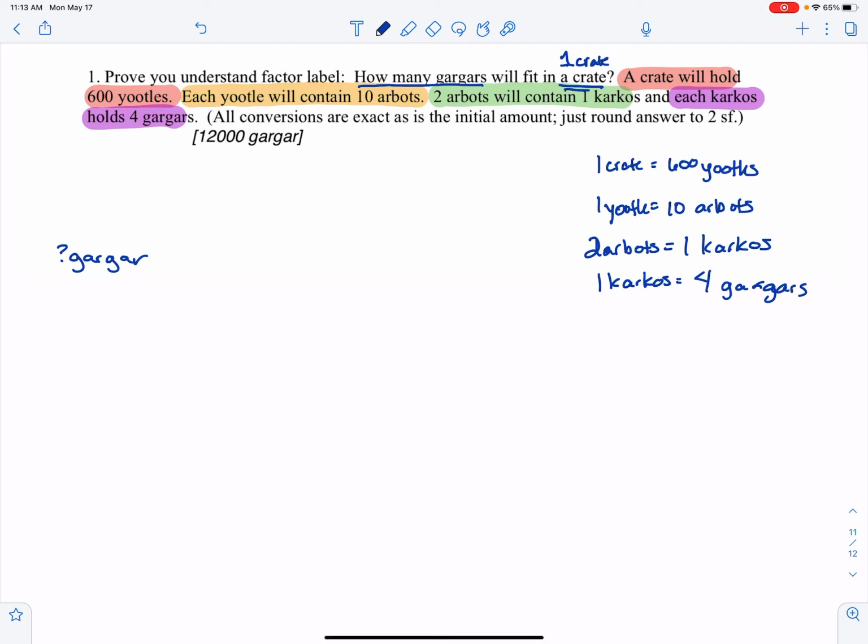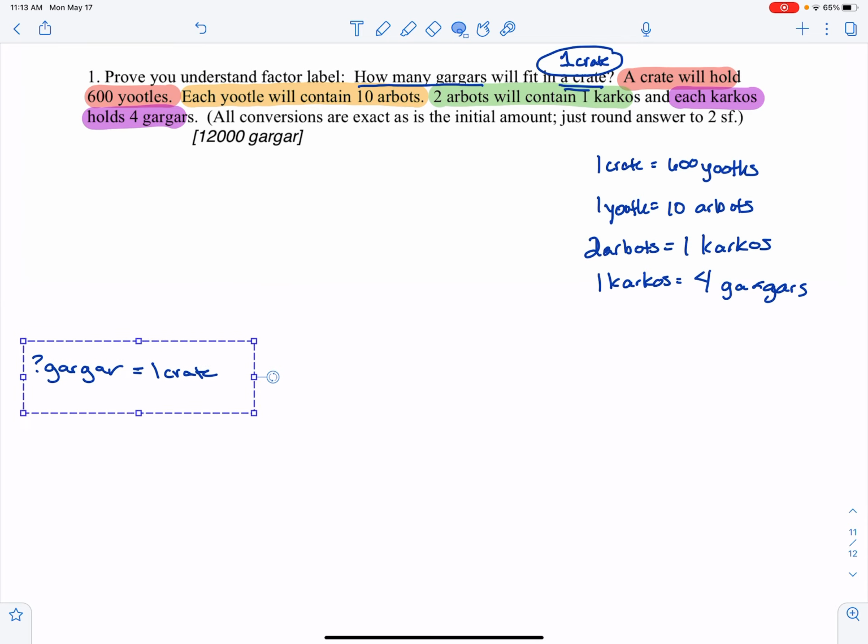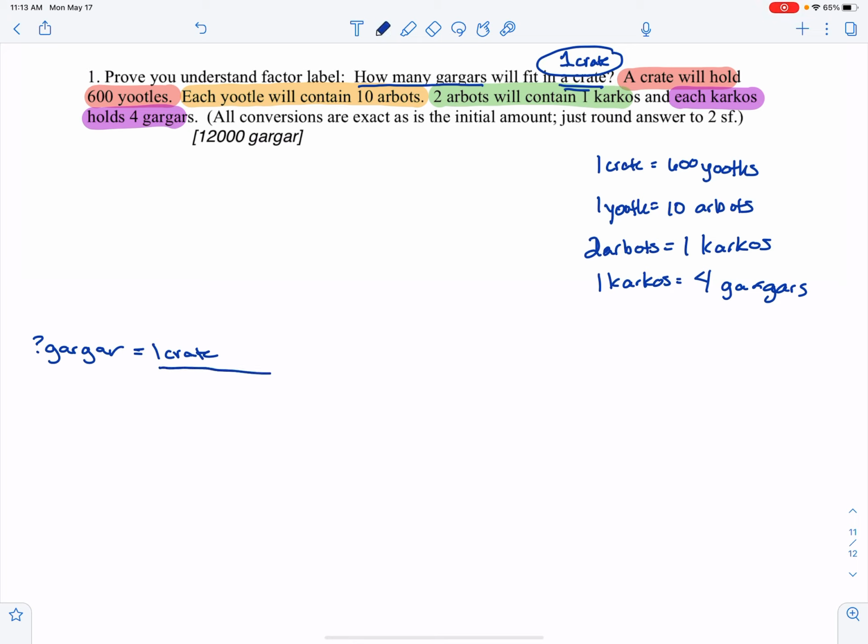And you notice the one thing I didn't write down, this isn't related to anything. We don't know what it is equal to. It's just got one unit. That's how you know where to start, is the thing that has one unit. Now, at this point, if you want to pause the video and you want to set this up and see if you can get it all in the right place, go for it.